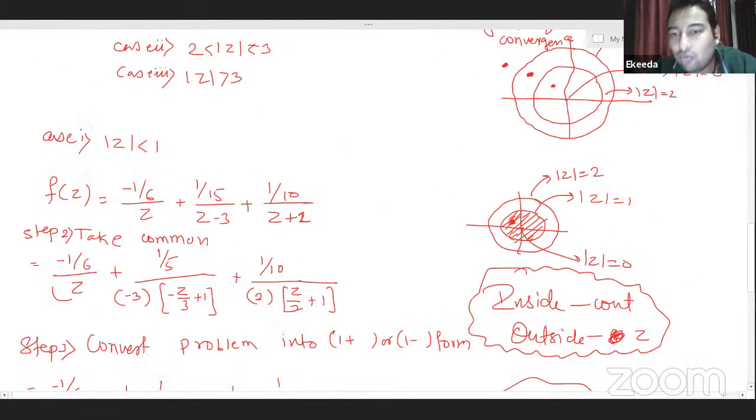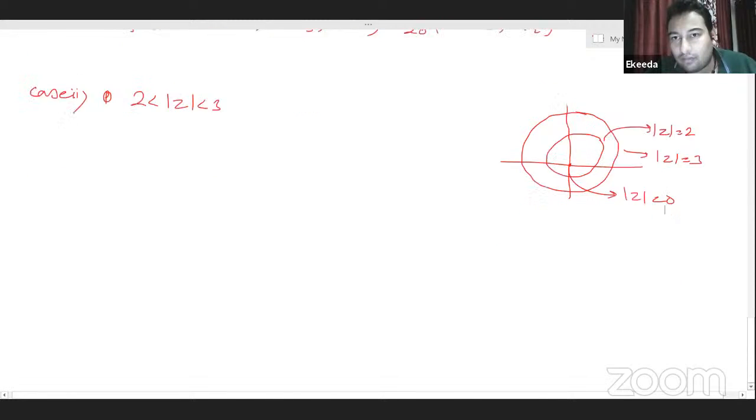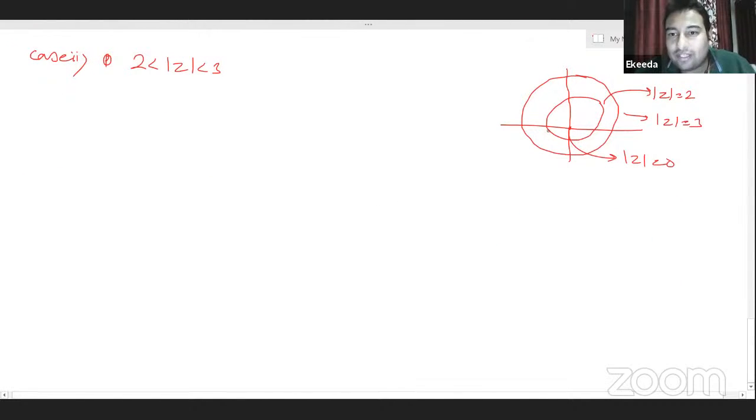Now in case number 2, the point will lie here. In case number 1, we discussed the point is inside the smaller circle. Now in case number 2, the point will be outside that circle too. See here, the point is here, that means outside this circle and inside this bigger circle. So inside mod z equal to 3 and outside mod z equal to 2.